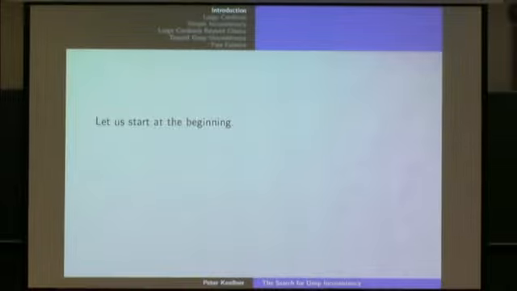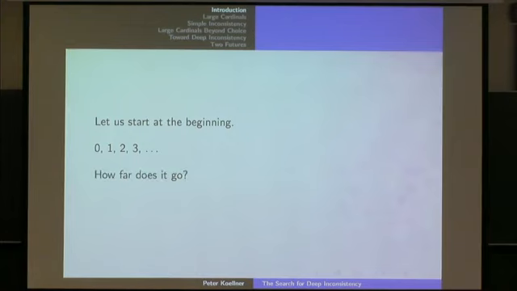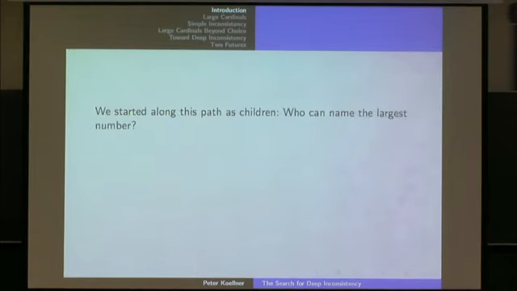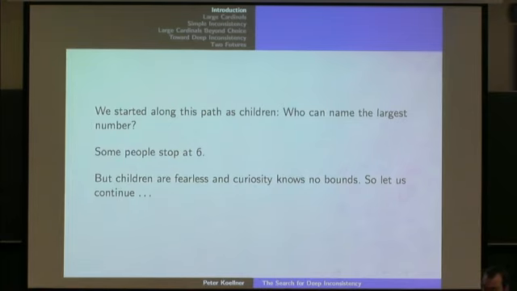So let's start at the beginning. We've got 0, 1, 2, 3. And the question is, how far does it go? We start along this path as children, playing this game of who can name the largest number. Some people stop at different places. Some people stop at 6. A young friend of mine explained why: because 6 was afraid of 7, because 7 8 9. But children are fearless, and curiosity knows no bounds, so let's just keep going.